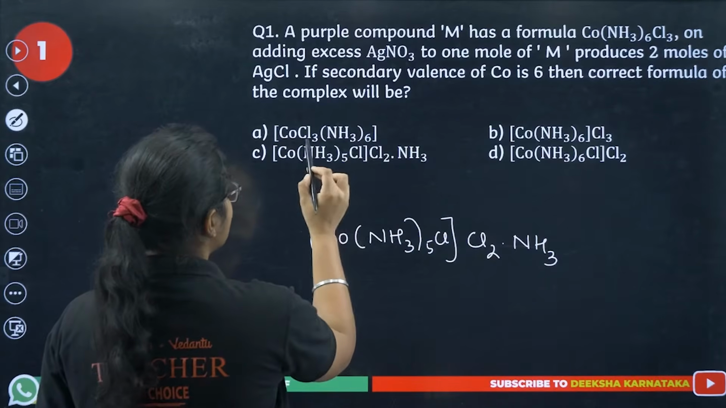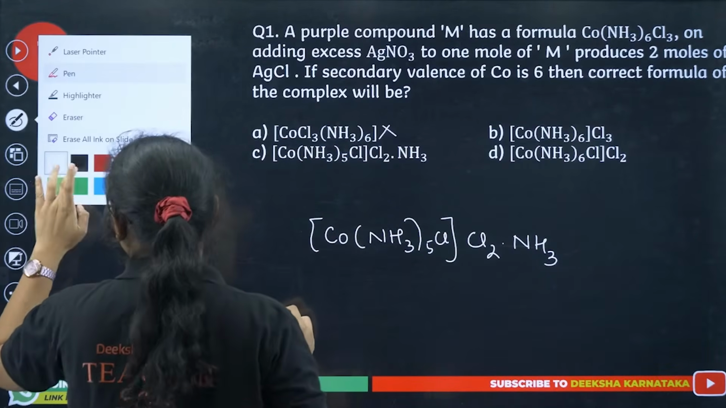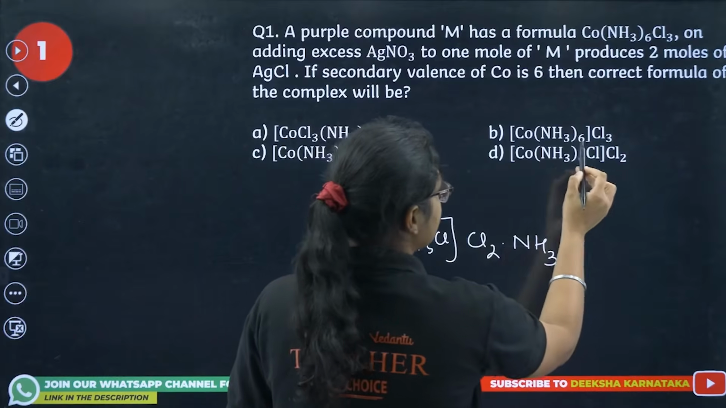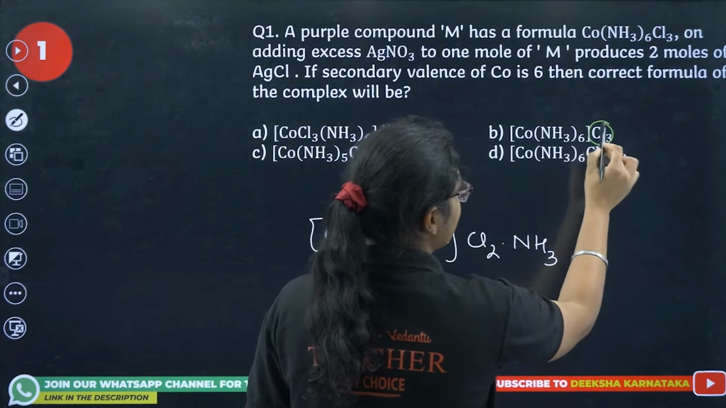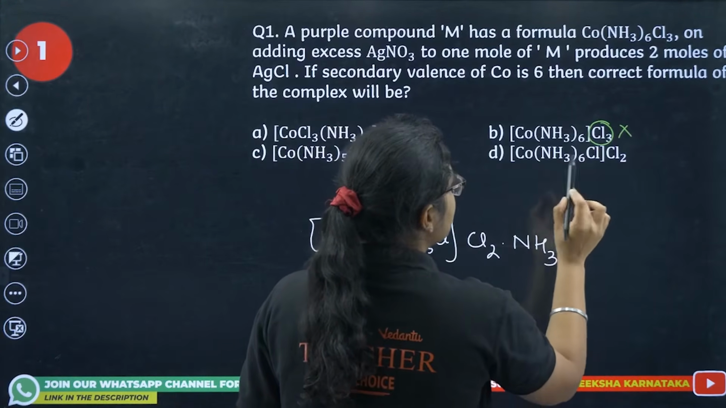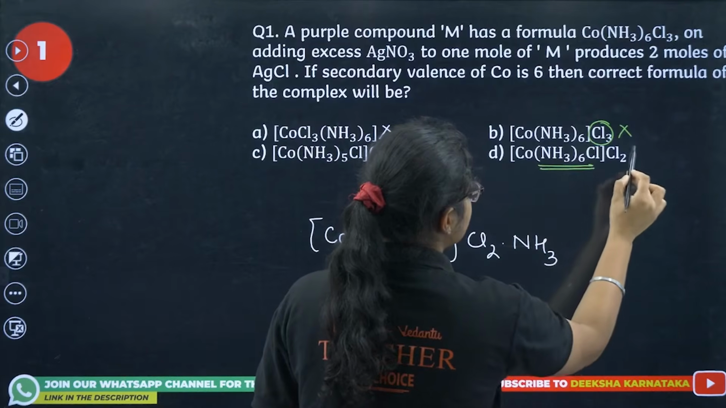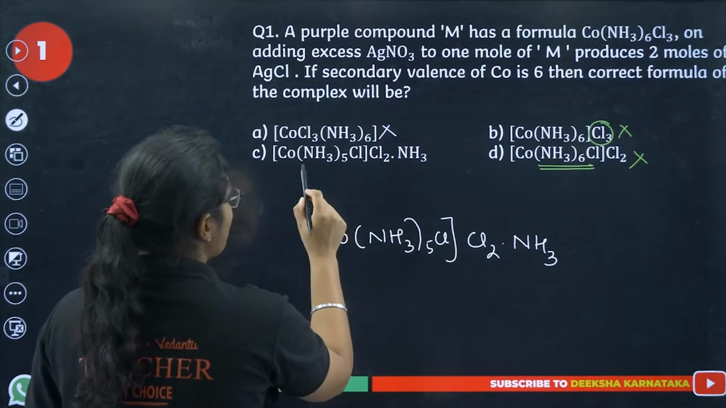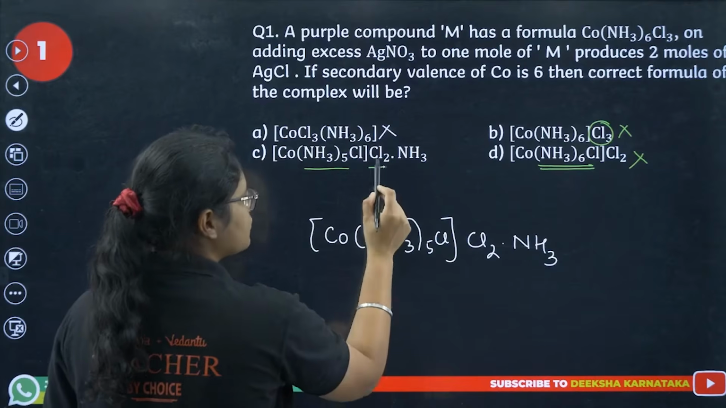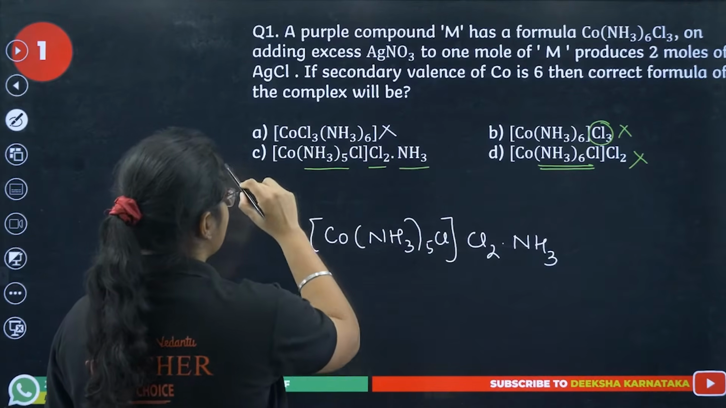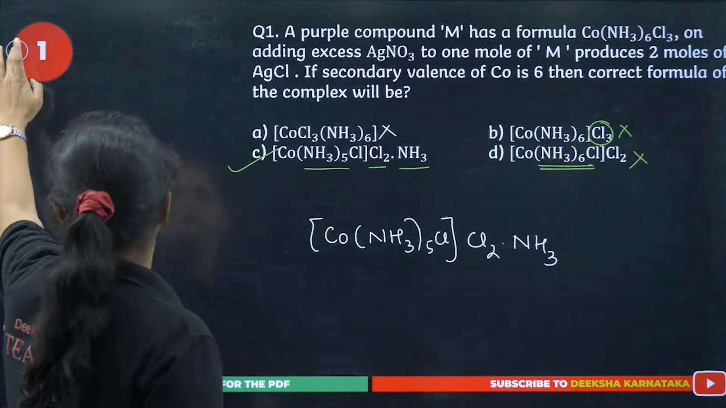So here, if you see, the coordination number is 9, which is again incorrect, right? Next, if you see here, the coordination number is 6, but there are 3 chlorine outside, so this is also incorrect. Here, the coordination number is 7, so that is incorrect. Here you can see coordination number 6 is there, correct. 2 chlorine is outside, that is also correct, and 1 ammonia is there, so option number C here.